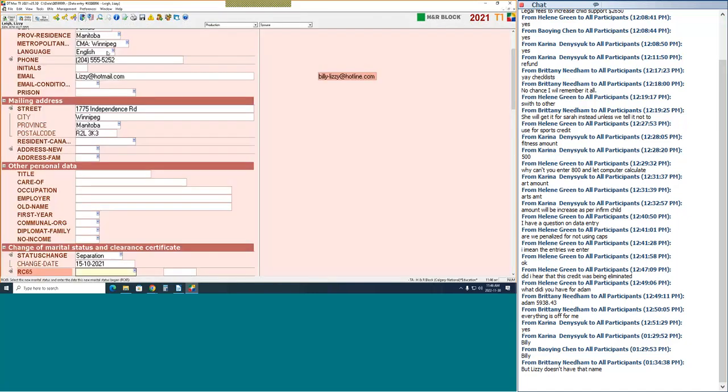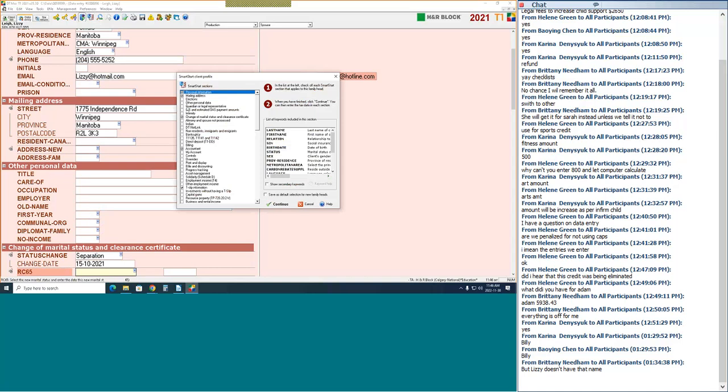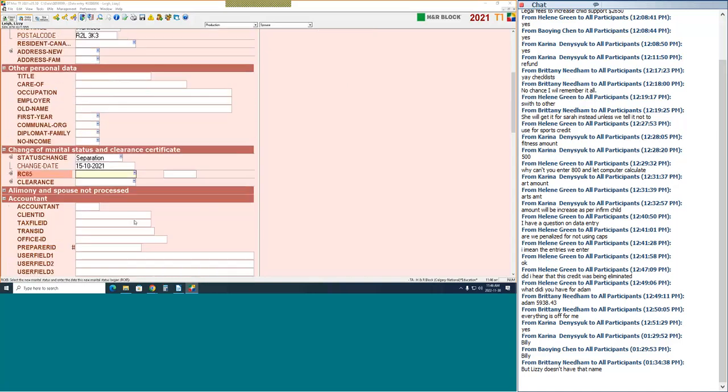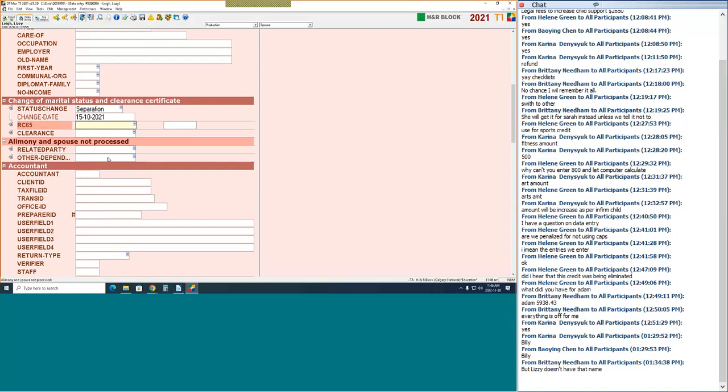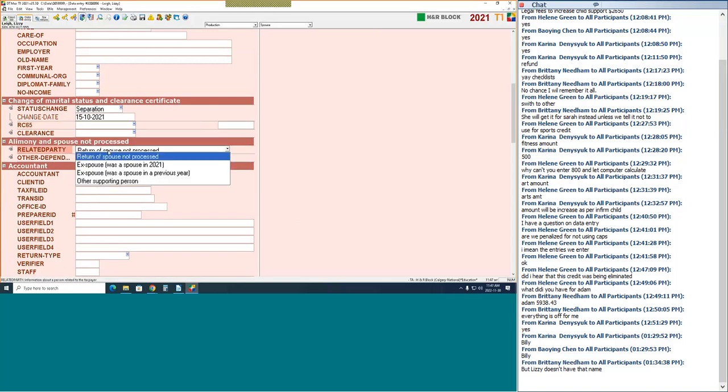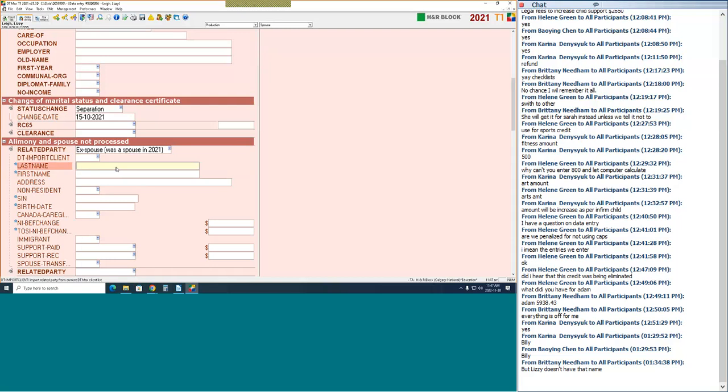Going back in here, now we need to deal with the fact that she did have a spouse for part of the year, and then she separated. So now I need to go in and choose alimony and spouse not processed. And this time, I'm going to choose the third option that we use. So we've already done when you have a spouse who's not connected. We've done when you used to have a spouse or a person who's paying you support, but not in this year. This time we're going to do ex-spouse, was a spouse in 2021.